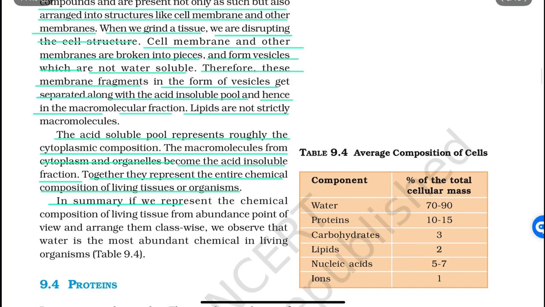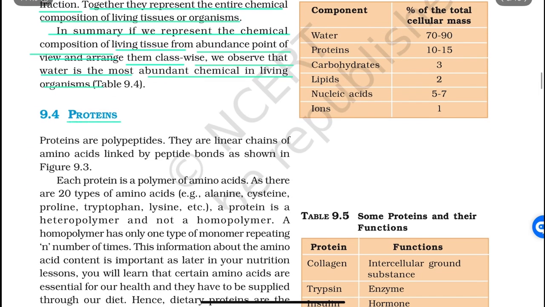In summary, if we represent the chemical composition of living tissue from an abundance point of view and arrange them class wise, we observe that water is the most abundant chemical in living organisms. Next heading is proteins. Proteins are polypeptides.